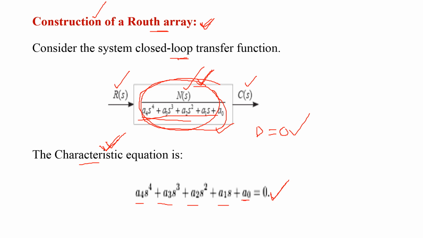Here we can consider the coefficient a0 as multiplied by s power 0. Here s power 0 value is 1. So we can consider simply a0 or a0 into s power 0. Now by using this characteristic equation, we are going to construct the RH table.